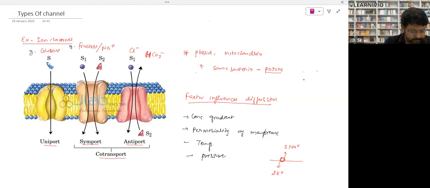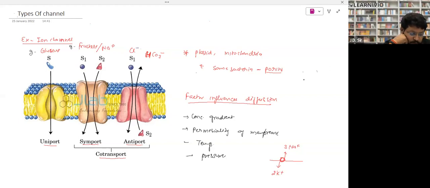Channel protein allows diffusion of solute of an appropriate size. Some carrier protein allow transport only if two types of molecule move together.